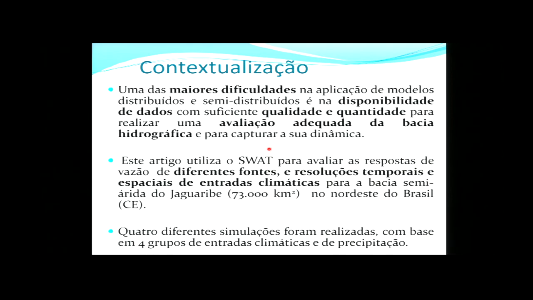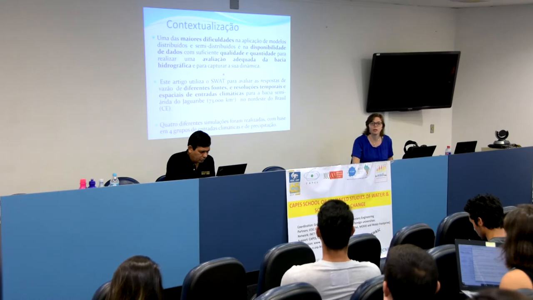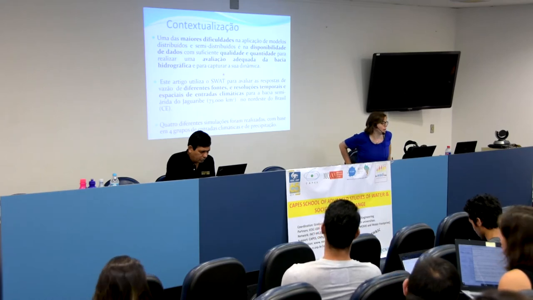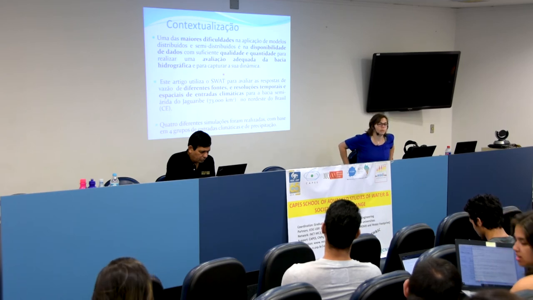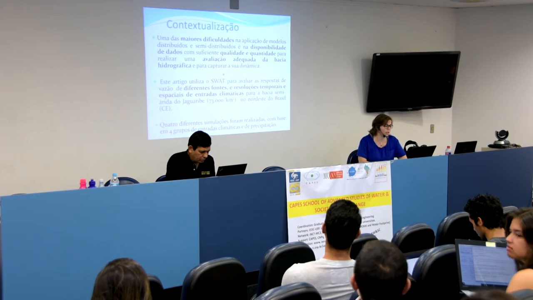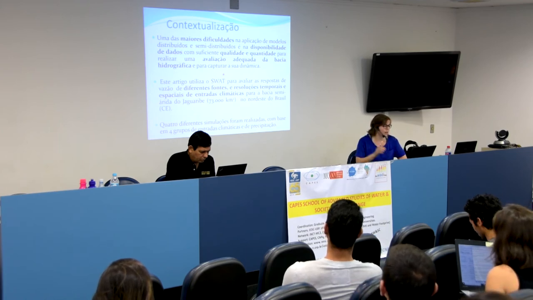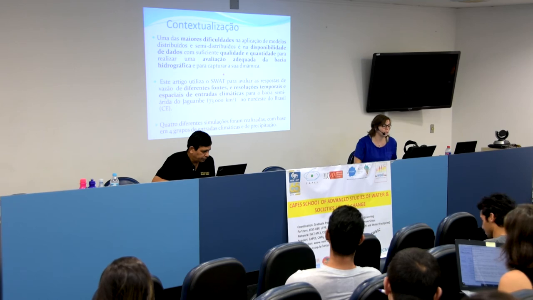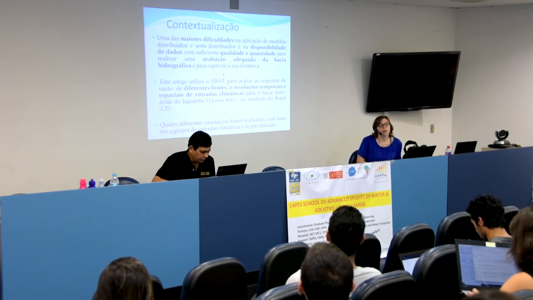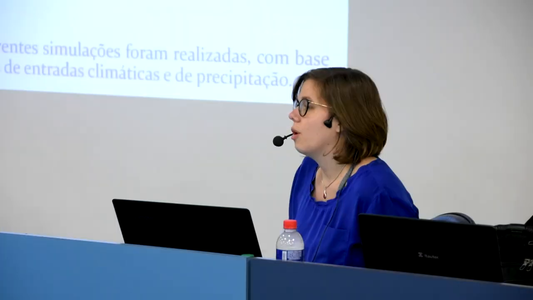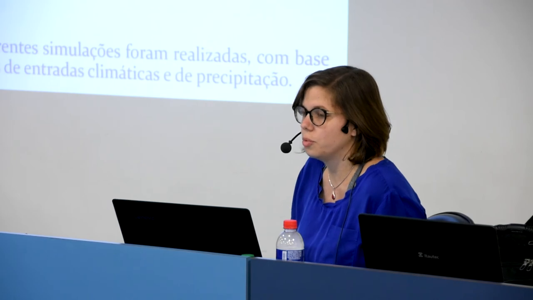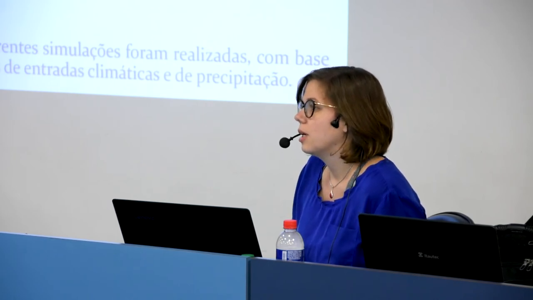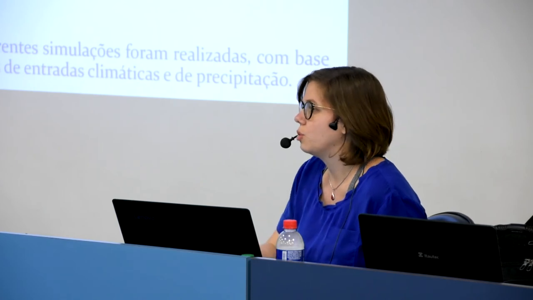As you know, one of the major challenges in Brazil, and anywhere, but here especially, is to have sufficient data with quantity and quality to run the model and be able to simulate well the differences in water quantity. Here, we were not dealing with water quality, as Srini was saying. We aimed at modeling this Jaguaribe watershed in the northeast of Brazil, and we had a lot of challenges with the weather and precipitation data. So we ran four different groups of climate weather inputs and looked at which one performed better.